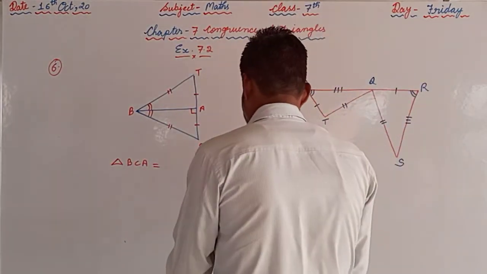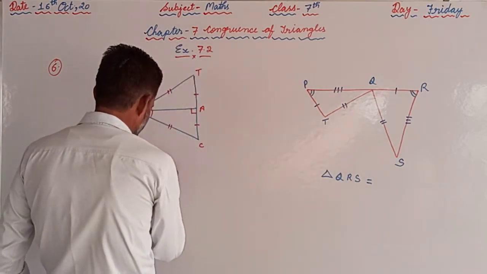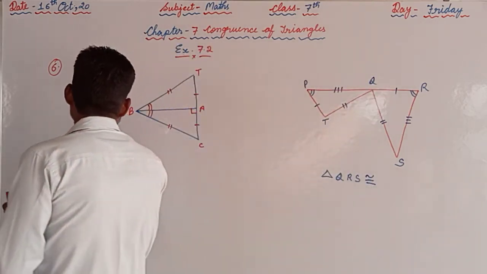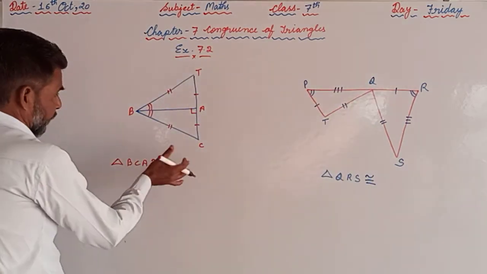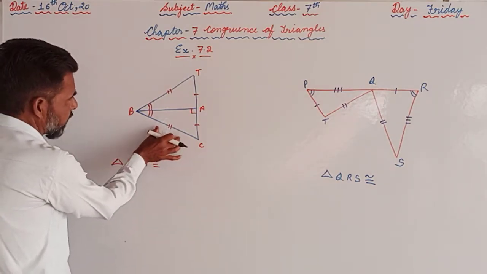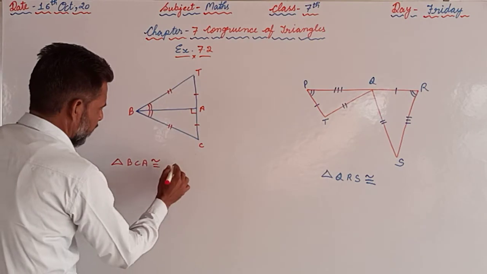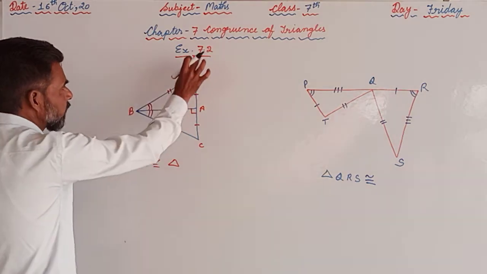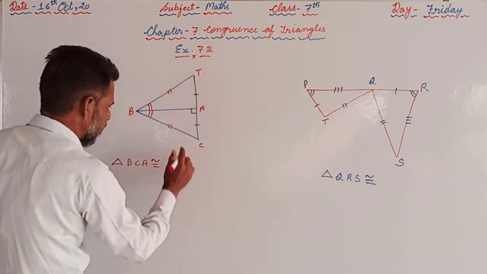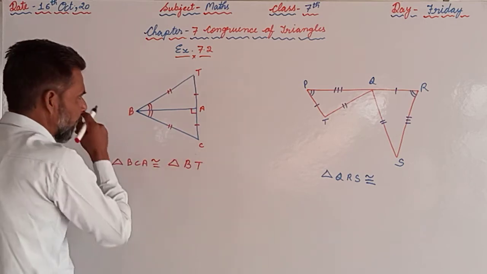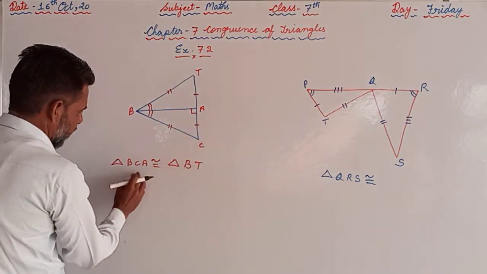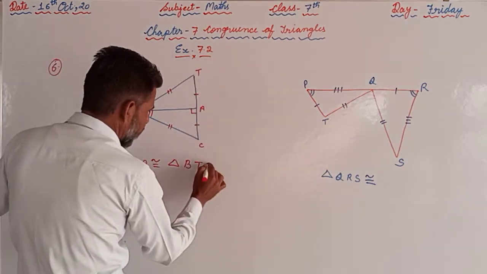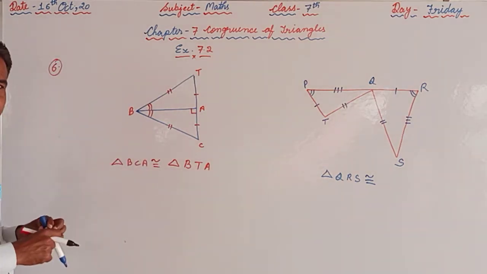Now, we are supposed to write the name of the congruent triangle here. So we can see from here that BC is equal to BT. So the first two alphabets of the triangle are BC, BC, that is equal to BT, BT. Then AC is equal to AT. So here comes A. So that will be complete.